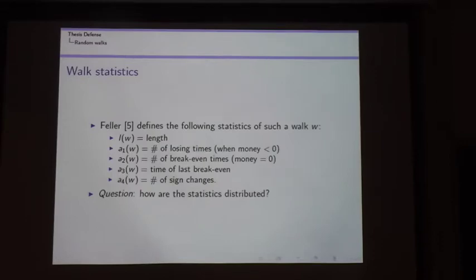Okay, so in his book on probability, Feller did the following: for each of these walks, you can define a bunch of different statistics. You give me a specific walk, and the length of the walk is just the number of steps. Then A1 through A4 are different statistics. For example, A1 means the number of losing times, which is the number of points in time at which this guy had negative money. And the number of break-even times is when he had 0 money, and so on. You can define all these statistics corresponding to one of these random walks. And so the question we're going to think about now is, what is the distribution of these statistics?